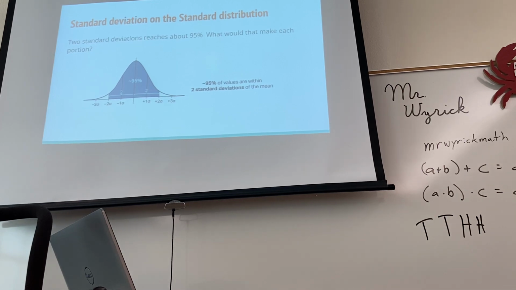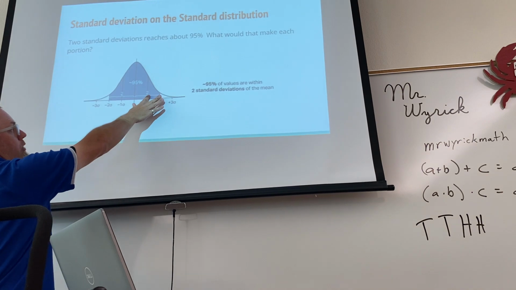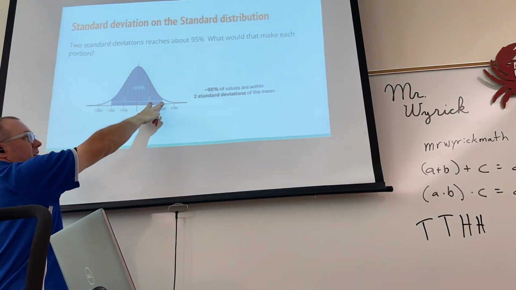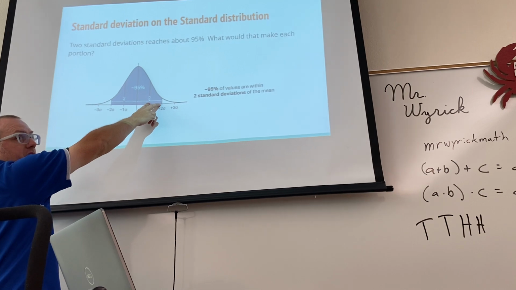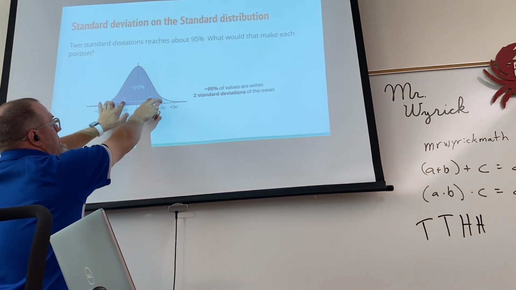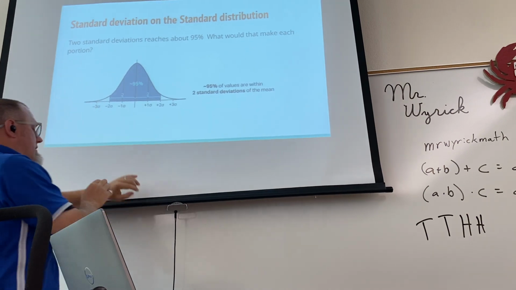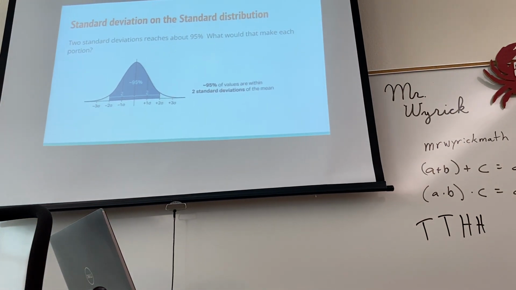Now, more math, right? What's 95 minus 68? 27. Okay, so we have 27% that we have added in. All right, what's 27 divided by 2? 13.5. So this right here, from 1 standard deviation to 2 standard deviations, this little part right here is 13.5%, and this little part over here is 13.5%. Very important. You need to make sure that you know that. Write that down.